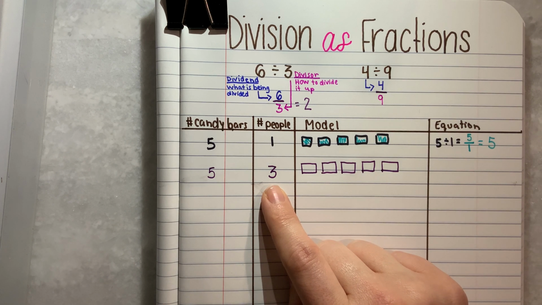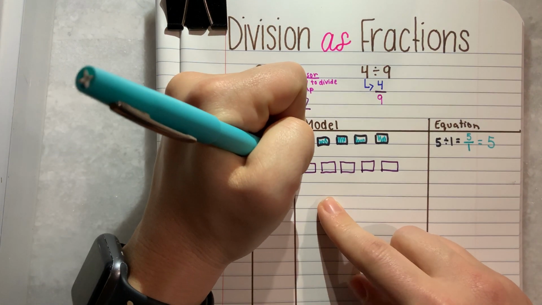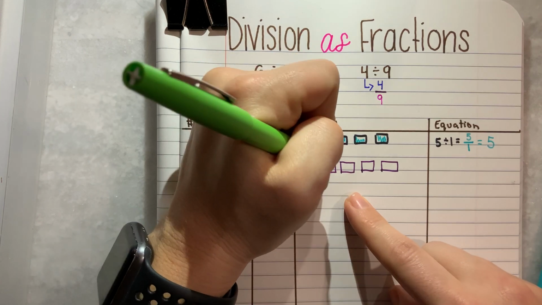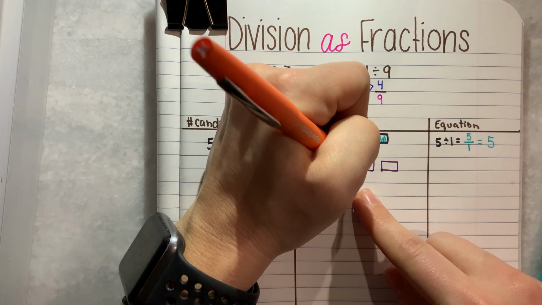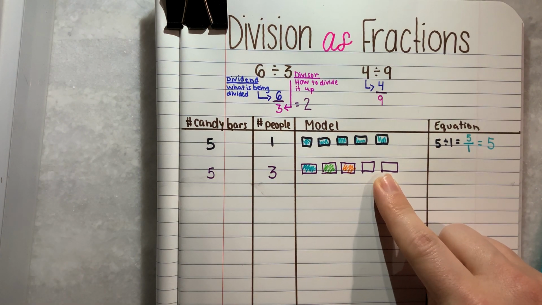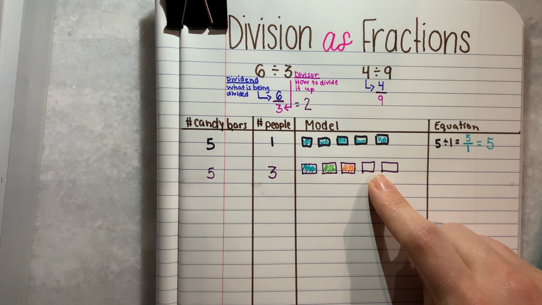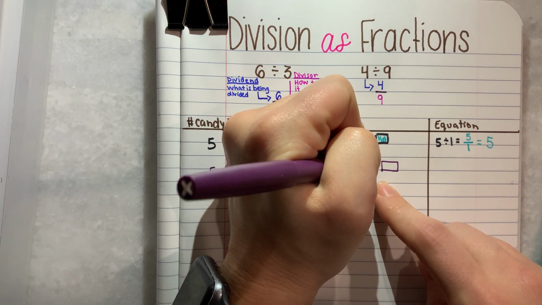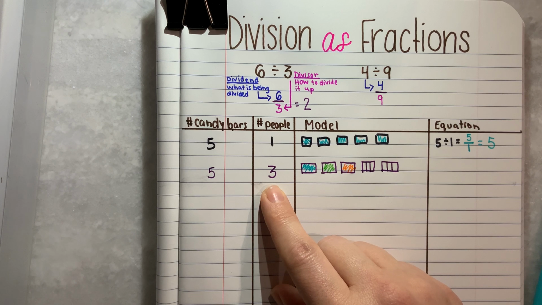There are a couple different ways to look at this, but let's say I get 1, Marissa gets 1, and Karen gets 1. But now I only have these 2 to share out equally. So I can't give each person one whole candy bar anymore. So now I break each candy bar into thirds, because that's the number of people, that's my denominator.